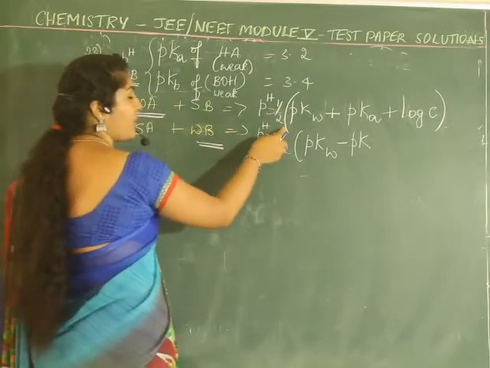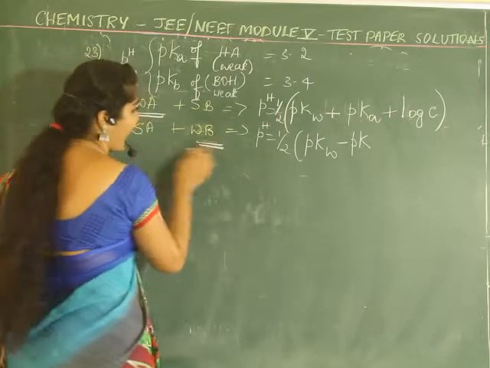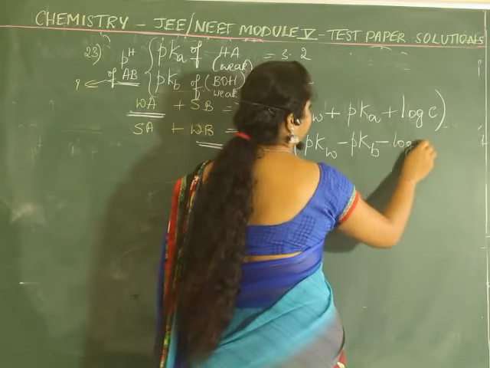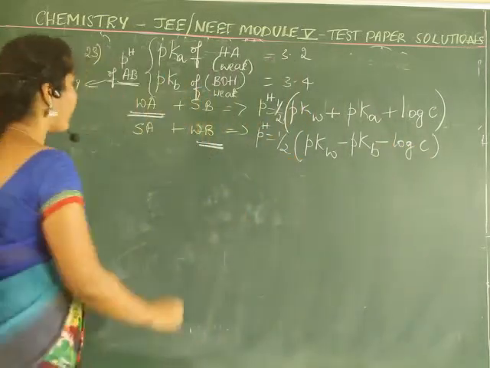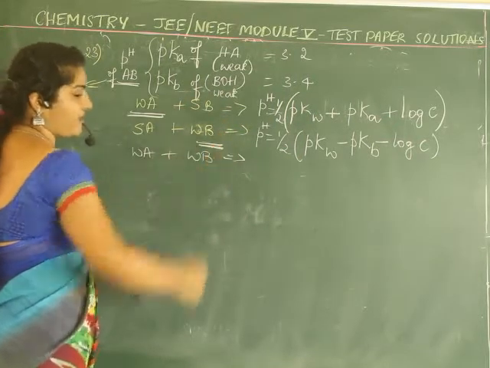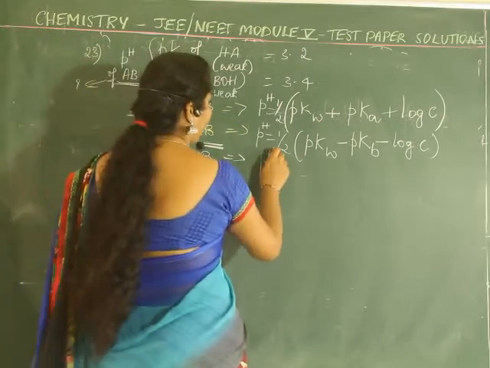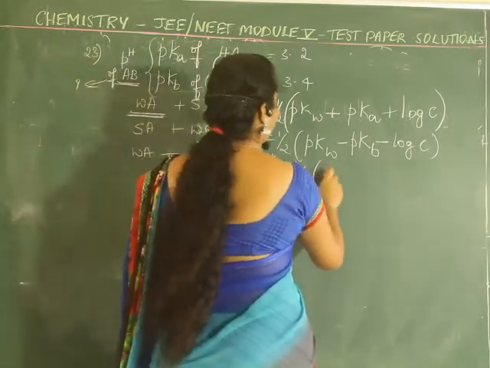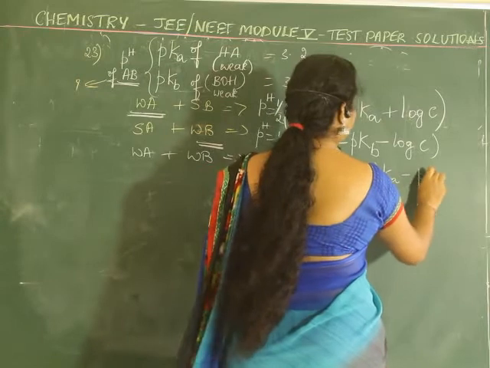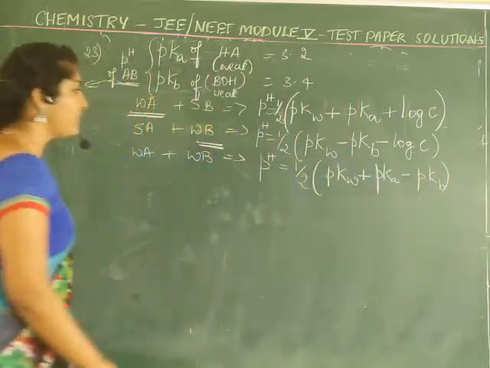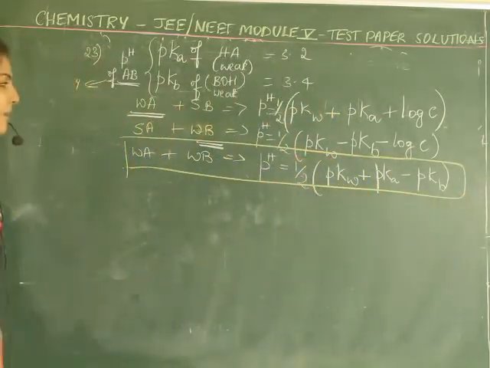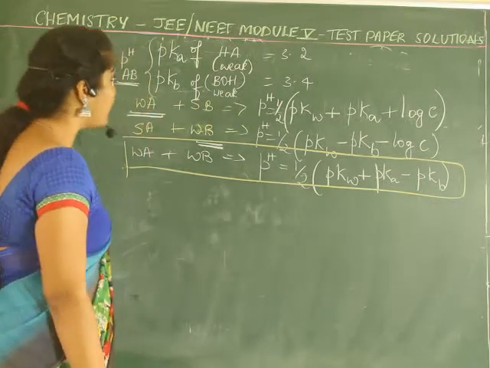For weak acid, we write it this way. For weak base and a strong acid, we have this. Since it is weak base, pKb minus log C, opposite of this. So for weak acid and weak base, the sum of these two becomes pH is equal to half pKw plus pKa minus pKb. So what is the formula for weak acid and weak base? It is the sum of the other two. pH is equal to half pKw plus pKa minus pKb.